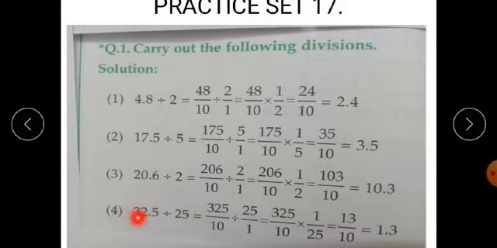Last sum, 32.5 divided by 25. 325 upon 10 divided by 25 upon 1 is equal to 325 upon 10 multiplied by 1 upon 25. 25 ones are 25, here again 1, and 25 threes are 75, therefore 13 upon 10. The final answer is 1.3.